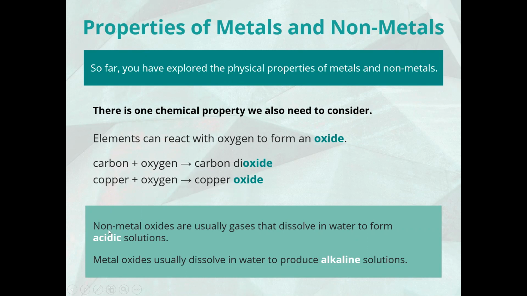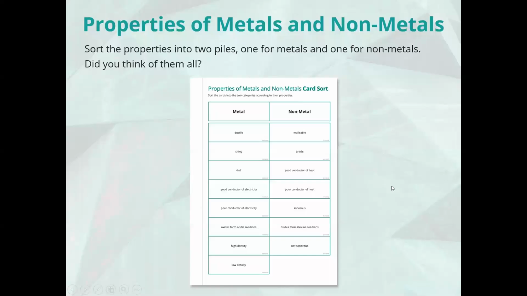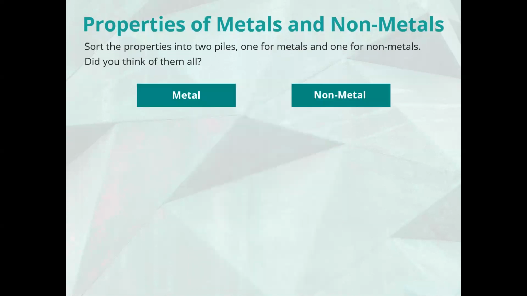Then you have that when non-metal oxides dissolve in water, they form acidic solutions. And when metal oxides dissolve in water, they produce alkaline solutions. So a non-metal plus water is an acidic solution, a metal plus water is an alkaline solution. There are certain properties of metals and non-metals, which I will be discussing in the next slide.